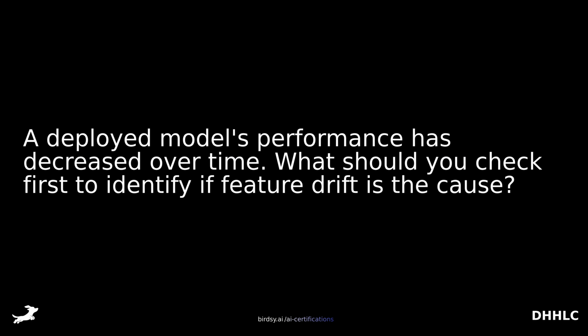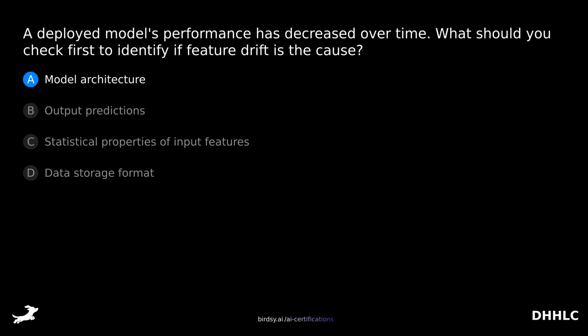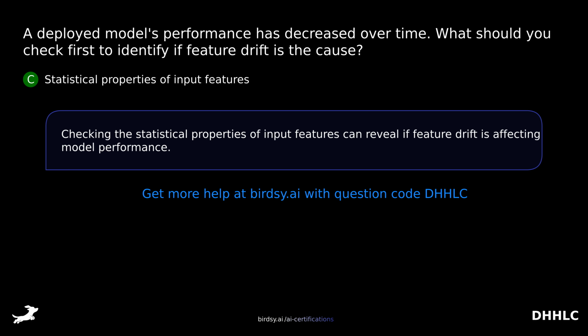A deployed model's performance has decreased over time. What should you check first to identify if feature drift is the cause? Is it A, model architecture? B. Output predictions. C. Statistical properties of input features. Or D. Data storage format. The answer is C. Statistical properties of input features. Checking the statistical properties of input features can reveal if feature drift is affecting model performance.